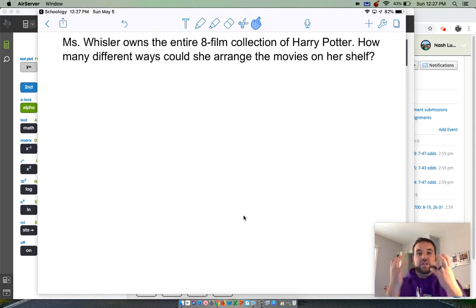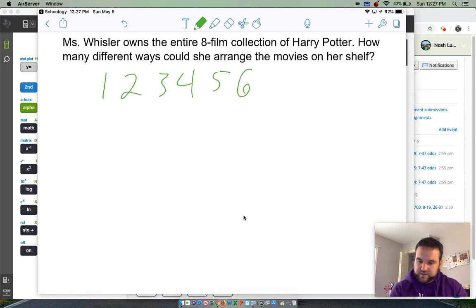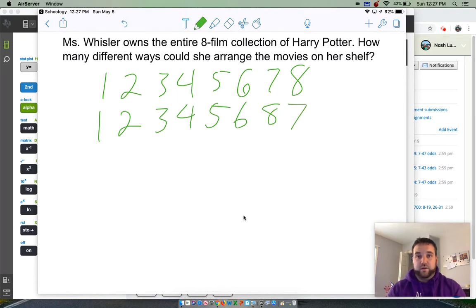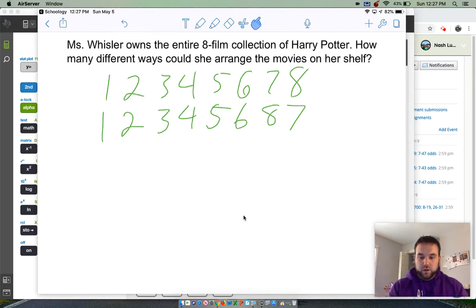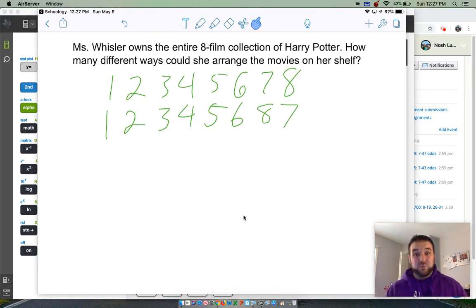So if you think, she's got all 8 movies, she wants to put them on the shelf. Obviously, if she just puts them in order, 3, 4, 5, 6, 7, 8, that's one arrangement. But let's say she takes the last 2 movies and swaps them in a different order. When we're talking about arrangements, these 2 are different. It's a very specific order arrangement, meaning it physically looks different. Obviously, with 8 movies, there's a lot of different spots for them. This is going to be a pretty big number.